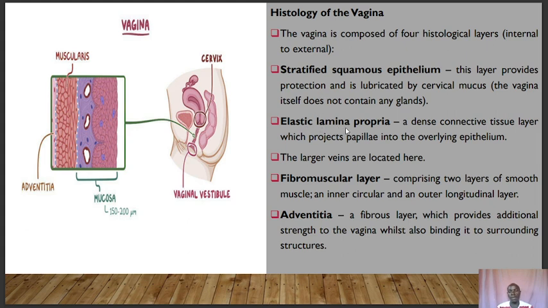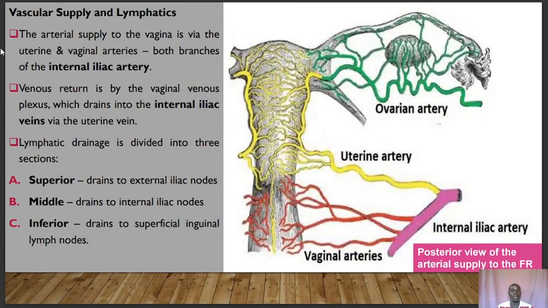Followed by the elastic lamina propria, a dense connective tissue layer which projects the papillae into the overlying epithelium. The larger veins are located here in this elastic lamina propria. Thirdly, we have the fibromuscular layer, which comprises two layers of smooth muscle: the inner circular and the outer longitudinal layer. Lastly, we have the adventitia, a fibrous layer which provides additional strength to the vagina while also binding it to the surrounding tissue. So that's how the vagina is histologically divided.